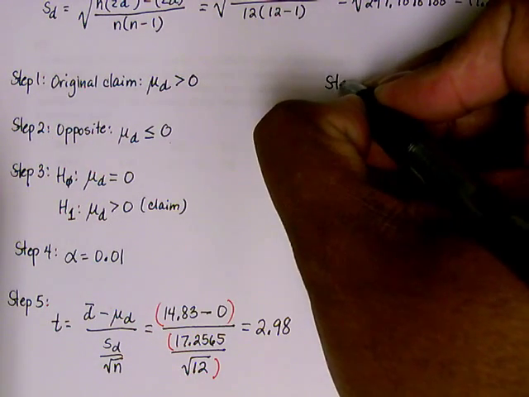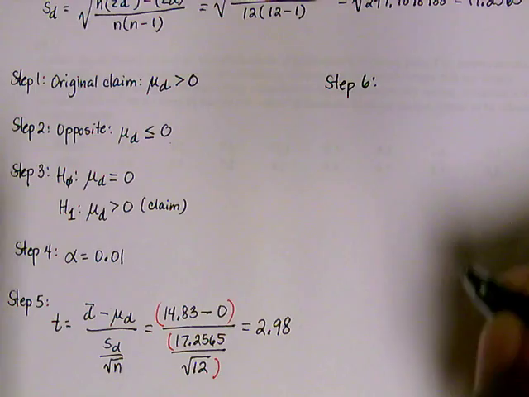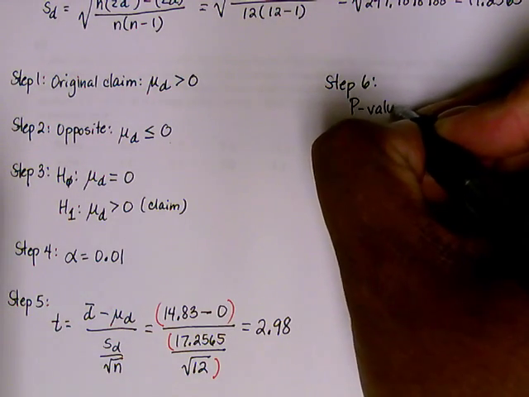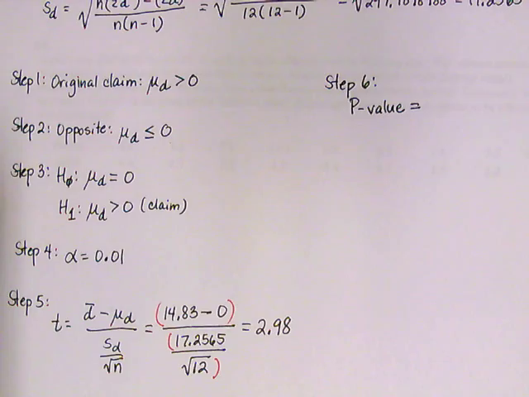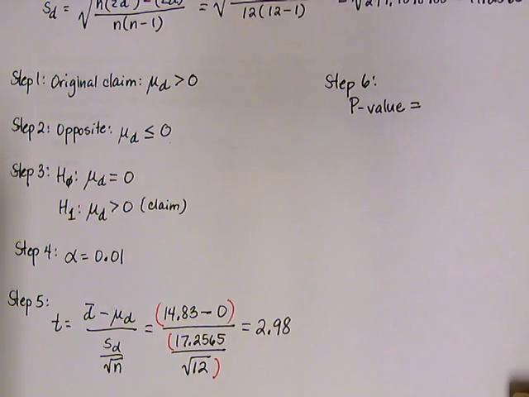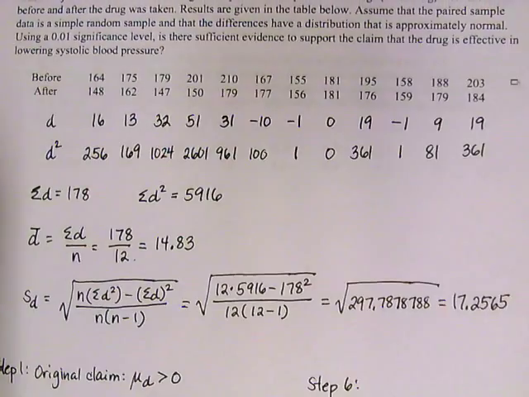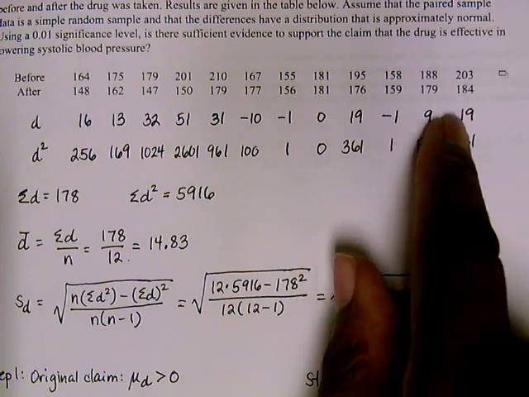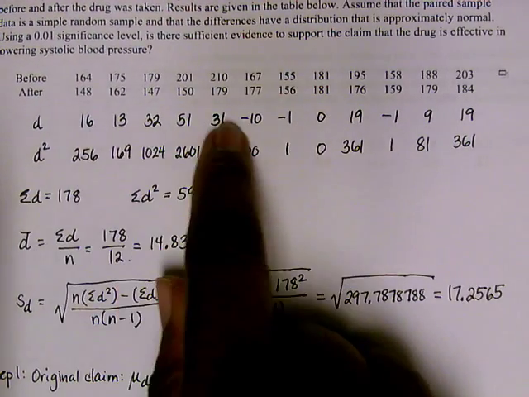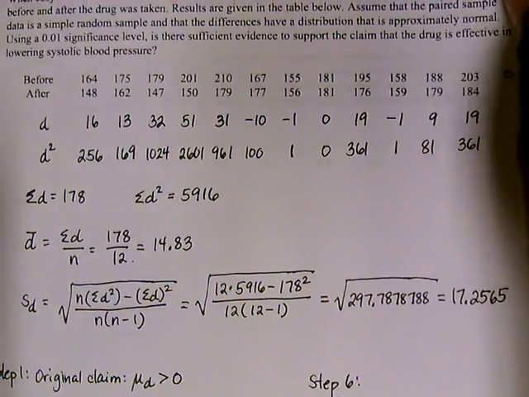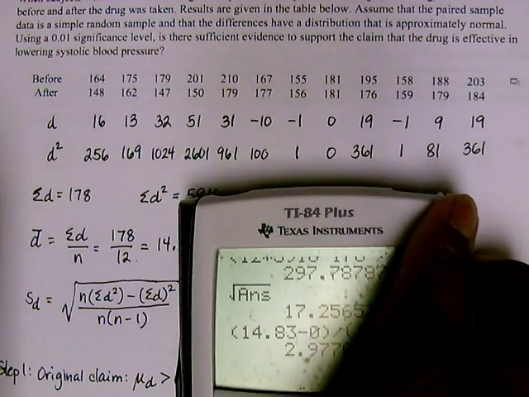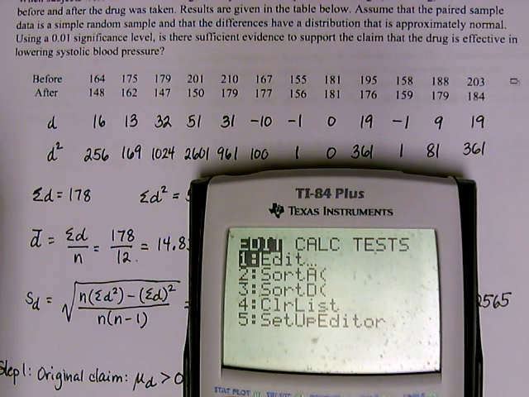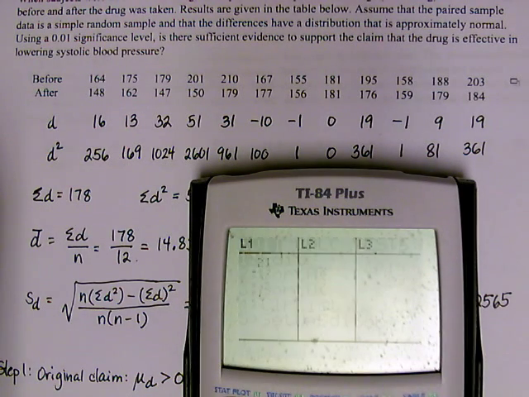Step 6 is finding your p-value. Here we can use the graphing calculator to get our p-value. What I'm going to do is go back to this row where I have all my individual differences, and I'm going to type all of those in L1. I'm going to press the stat key, then select number 1 for edit.